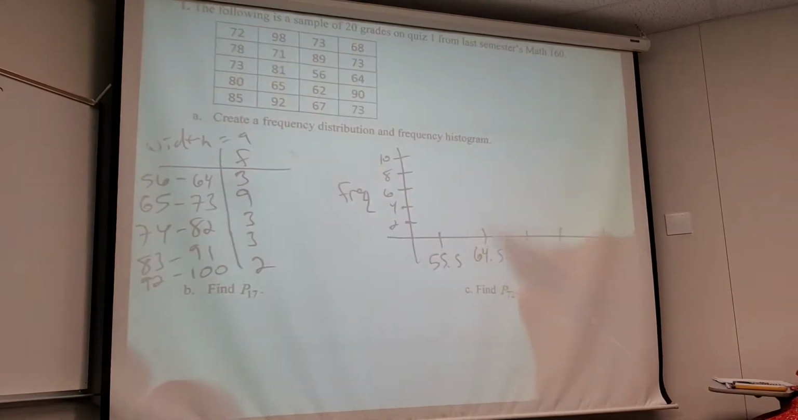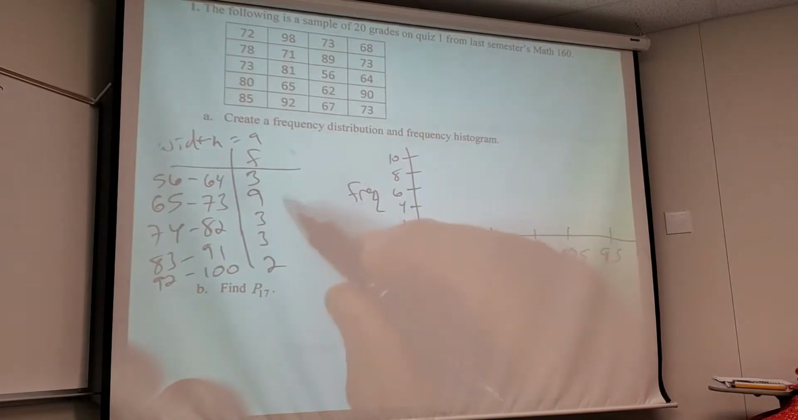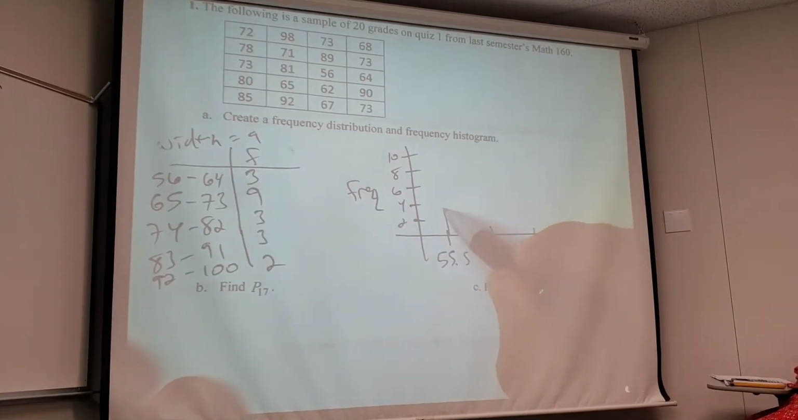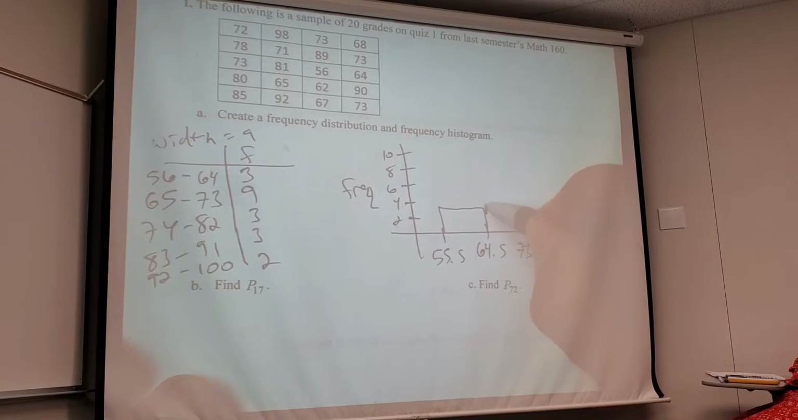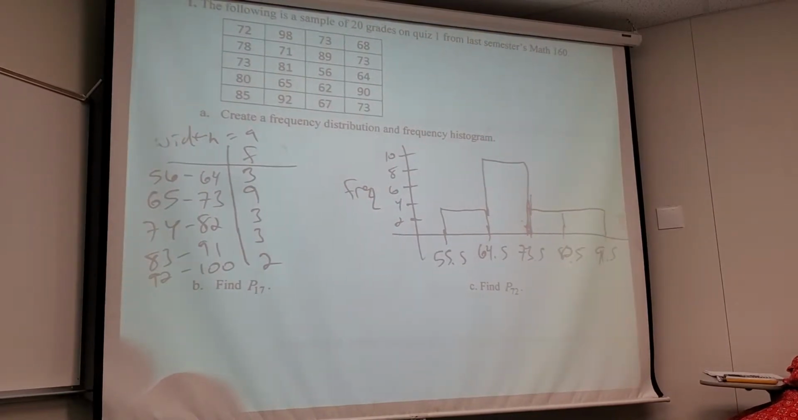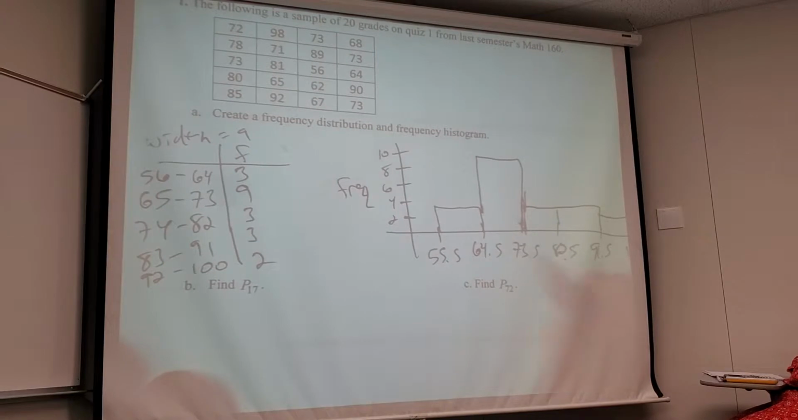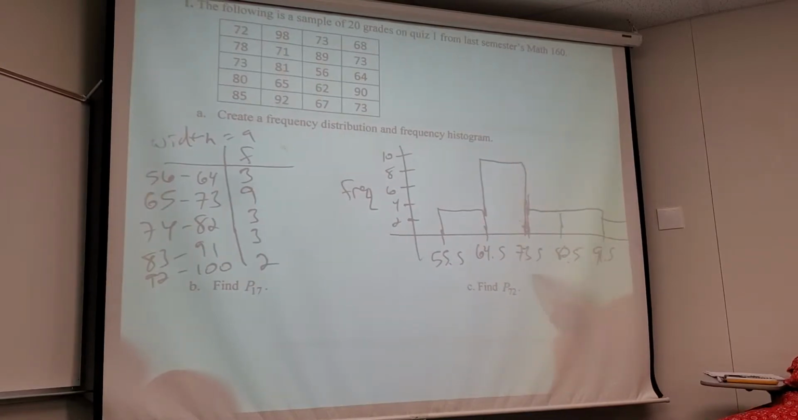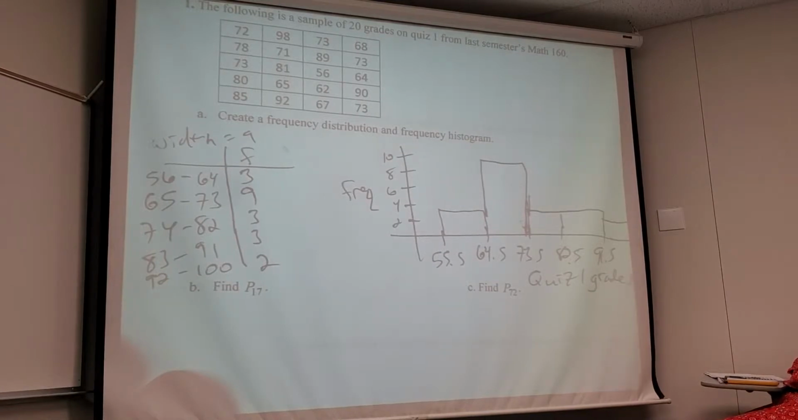And now I'll just make my rectangles as tall as they are supposed to be for each class. So this goes up to 3, this goes up to 9. This goes up to 3, and another 3, and then 2. Now what goes down here? Quiz 1 grades, I like it. And there you go. Done.